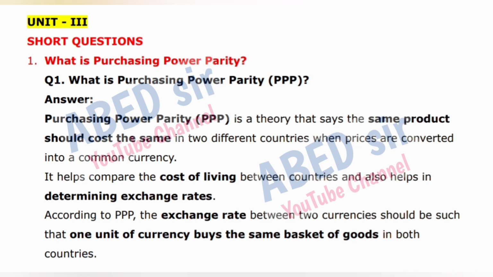Answer. Purchasing power parity, PPP, is a theory that says the same product should cost the same in two different countries when prices are converted into a common currency. It helps compare the cost of living between countries and also helps in determining exchange rates. According to PPP, the exchange rate between two currencies should be such that one unit of currency buys the same basket of goods in both countries.